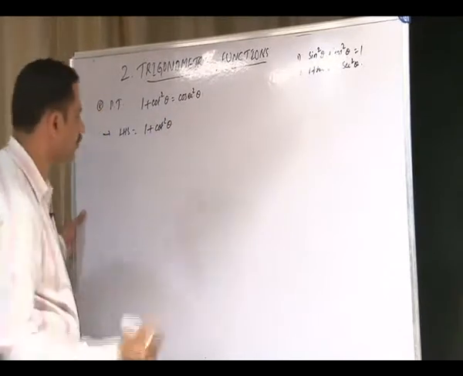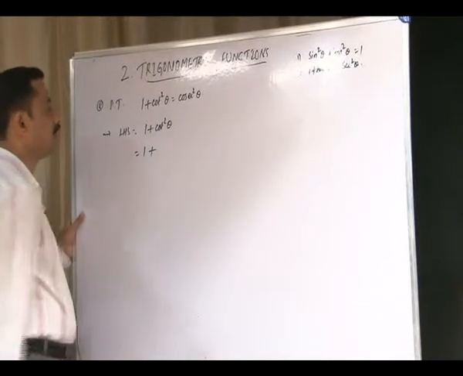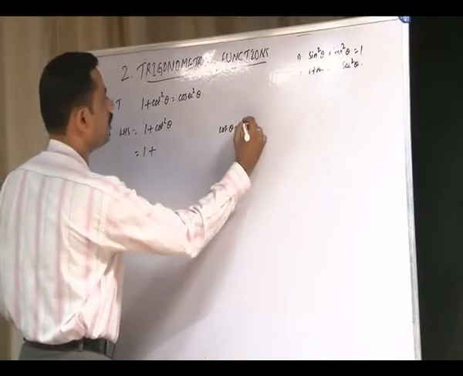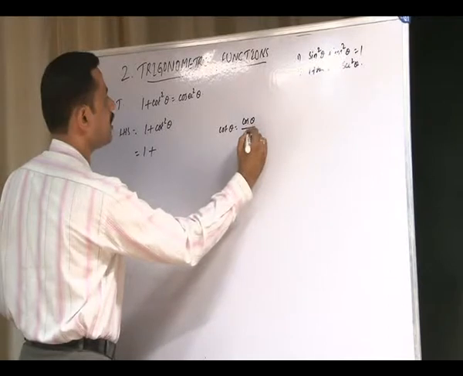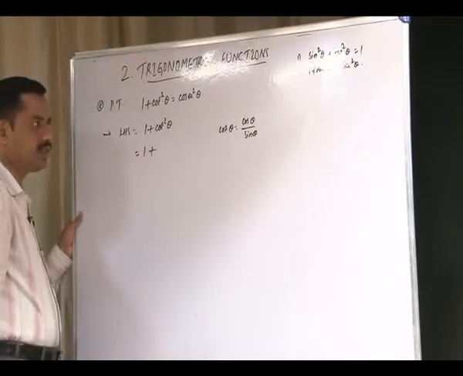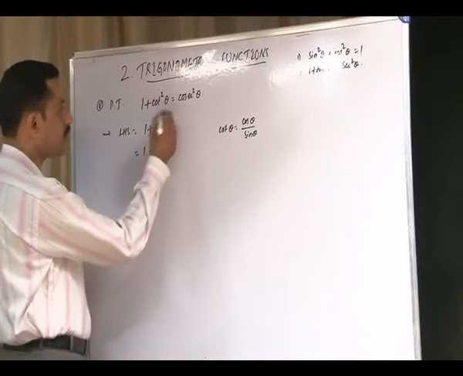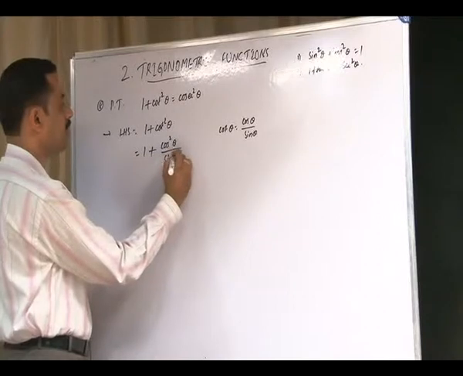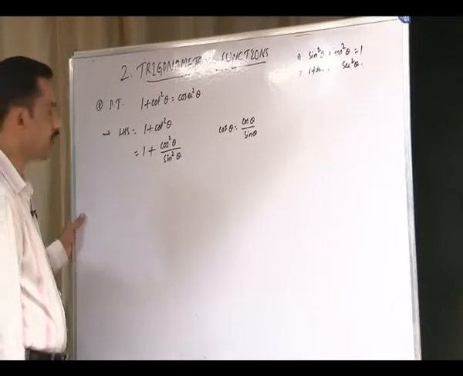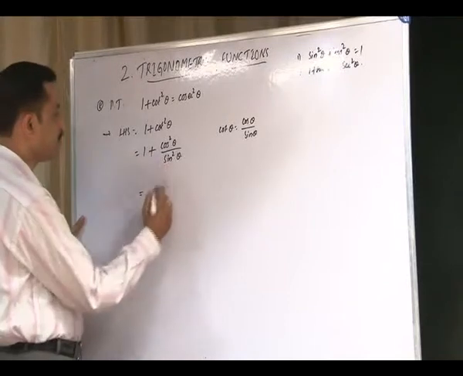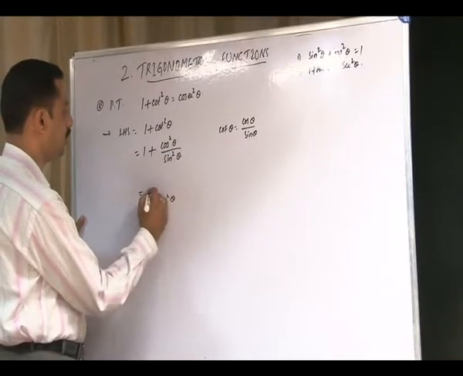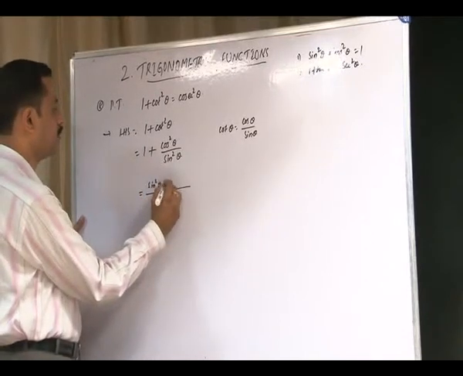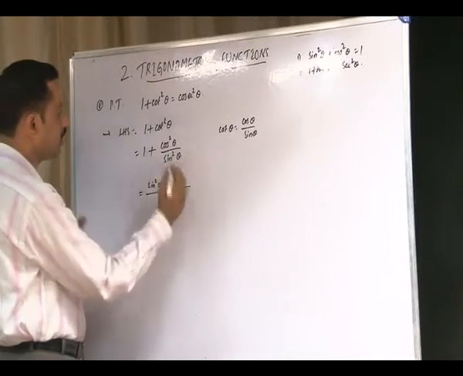and that is equal to 1 plus cot theta. You know the quotient relation, we know that cot theta is equal to cos theta divided by sin theta. Therefore, cot square theta can be written as cos square theta divided by sin square theta. So if we take LCM of this one, that is sin square theta, we get sin square theta into 1 is sin square theta plus cos square theta.